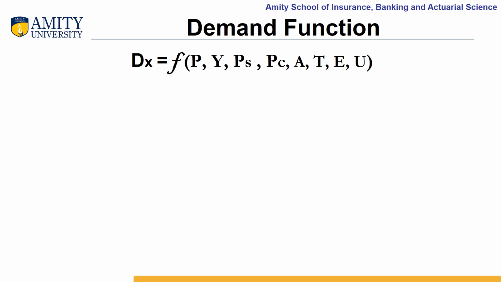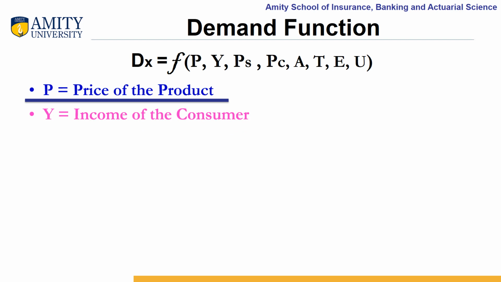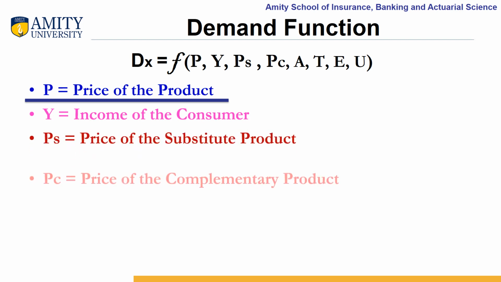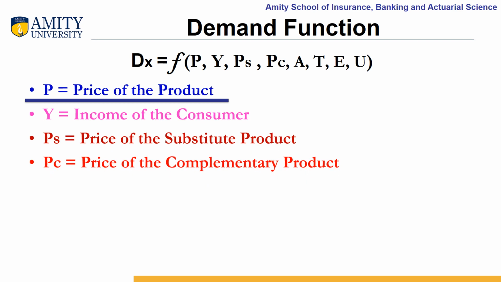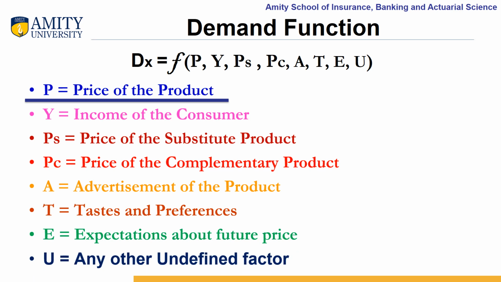Here P stands for price of the product, Y is the income of the consumer, Ps is the price of the substitute product, Pc is the price of the complementary product, A is the advertisement of the product, T stands for tastes and preferences, E stands for expectations about future price, and U stands for any other undefined factor.